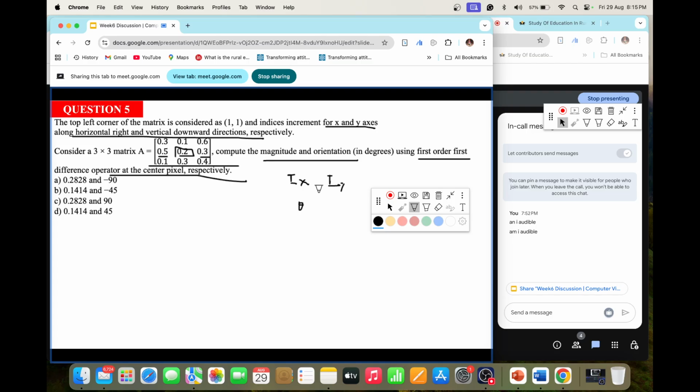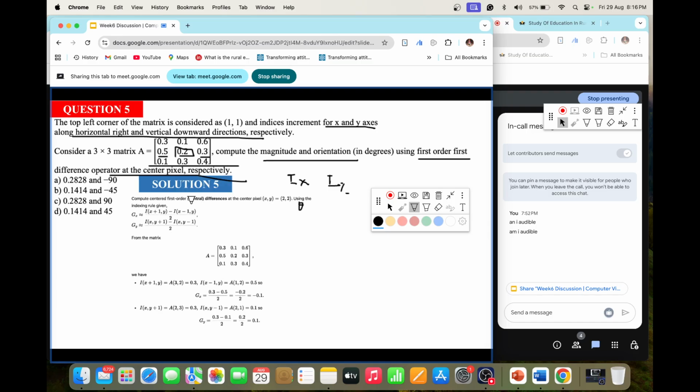Similarly, what is Iy? Let me again tell this. Gx or Ix is 0.3 minus 0.5, that is minus 0.2, and Iy is 0.3 minus 0.1, that is 0.2. Then you can calculate the magnitude, that will be root over minus 0.2 square plus 0.2 square, and your direction will be tan inverse 0.2 by minus 0.2. So that is the thing.